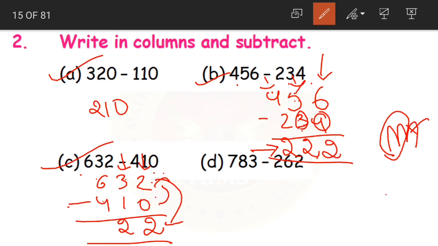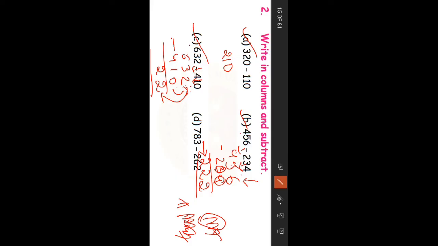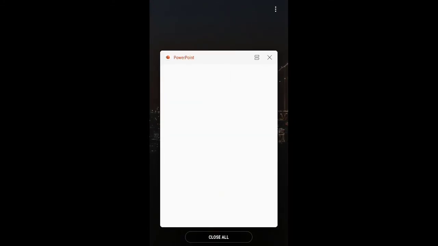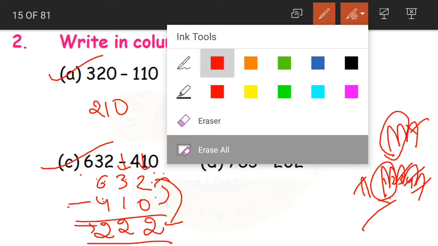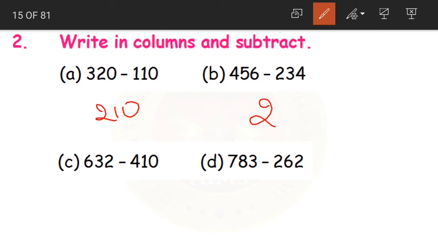Again 6 minus 4. Open 6 fingers and close 4 fingers. How many are we left with? Only 2. So 6 minus 4 is equal to 2. Clear, children? The difference here is 222. Coming to the last question. 210, 222. Even the third answer was 222.